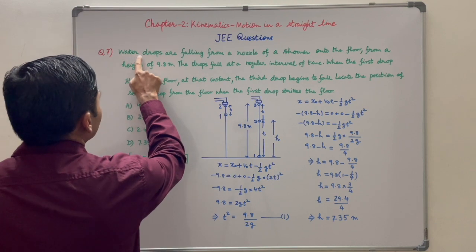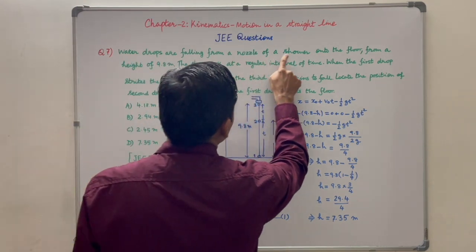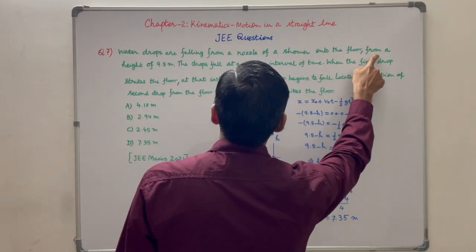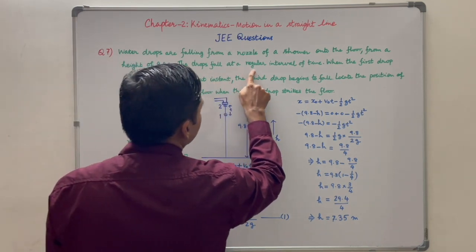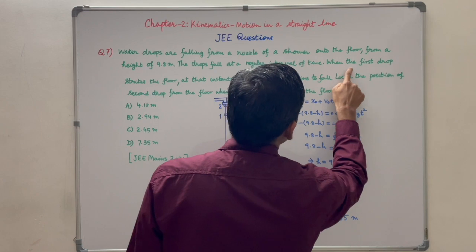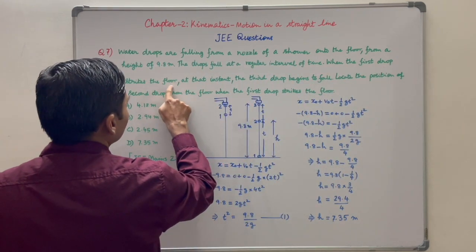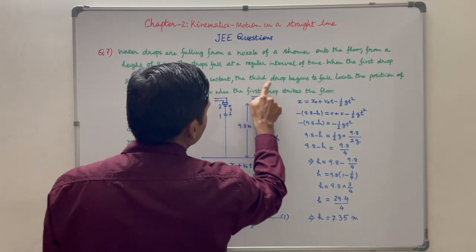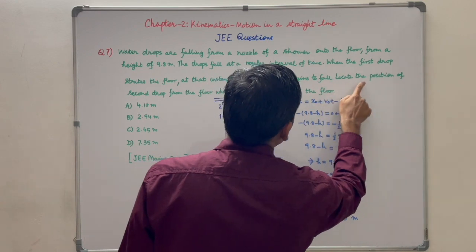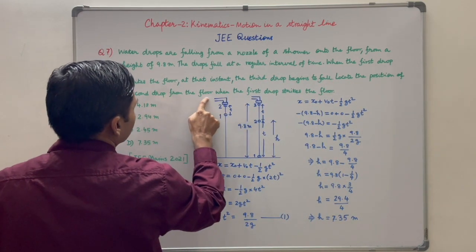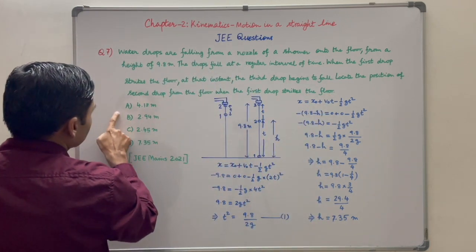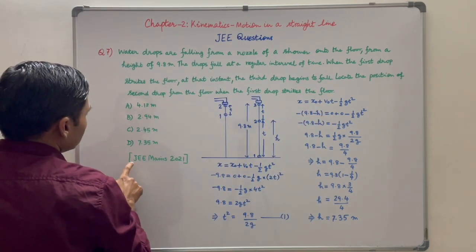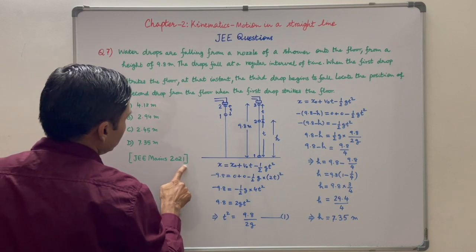Seventh question. Water drops are falling from a nozzle of a shower onto the floor from a height of 9.8 meter. The drops fall at a regular interval of time. When the first drop strikes the floor, at that instant, the third drop begins to fall. Locate the position of second drop from the floor when the first drop strikes the floor. These are the options given. This question appeared in JEE Mains 2021.